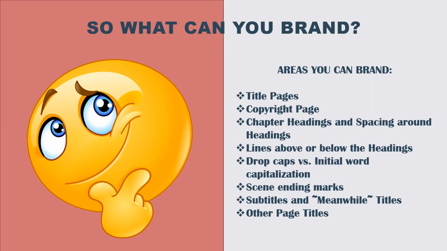All right, so now that we know what our limitations are, let's focus on the things we can brand. Title pages, copyright pages, chapter headings and spacings around them, lines above or below the headings, drop caps versus initial word capitalization, scene ending marks, subtitles or meanwhile titles, and other page titles that you do not want to appear in the table of contents.